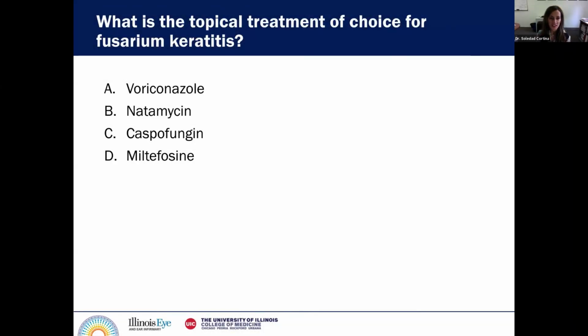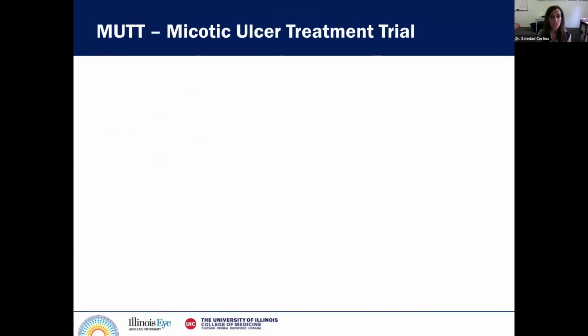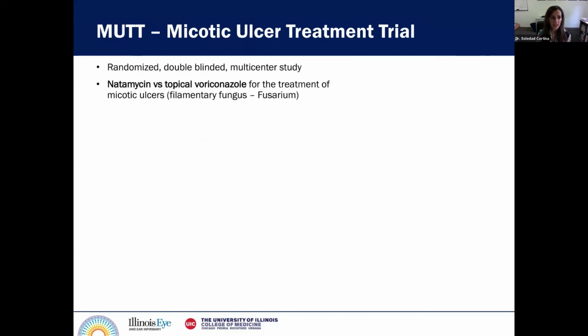Good. So the majority, 60%, picked natamycin, and I think that's what our latest studies have shown. Unfortunately, we thought Voriconazole was going to be a great drug, and it didn't seem to have such a good clinical effect as we expected. So let's go over the MUTT trial, which is the Mycotic Ulcer Treatment Trial. Again, it's a randomized, double-blinded, multi-center study, so it hits all the keywords that you want to see on a well-designed study to answer this sort of question.